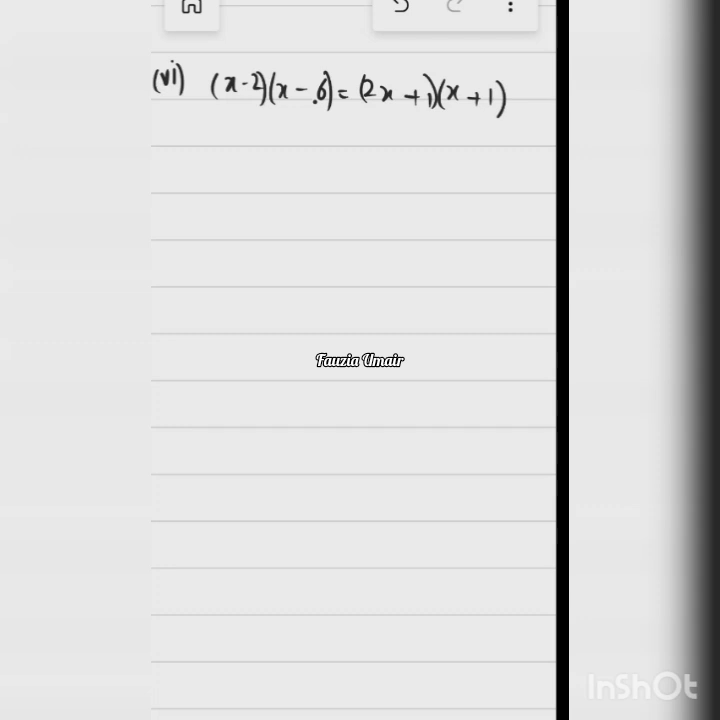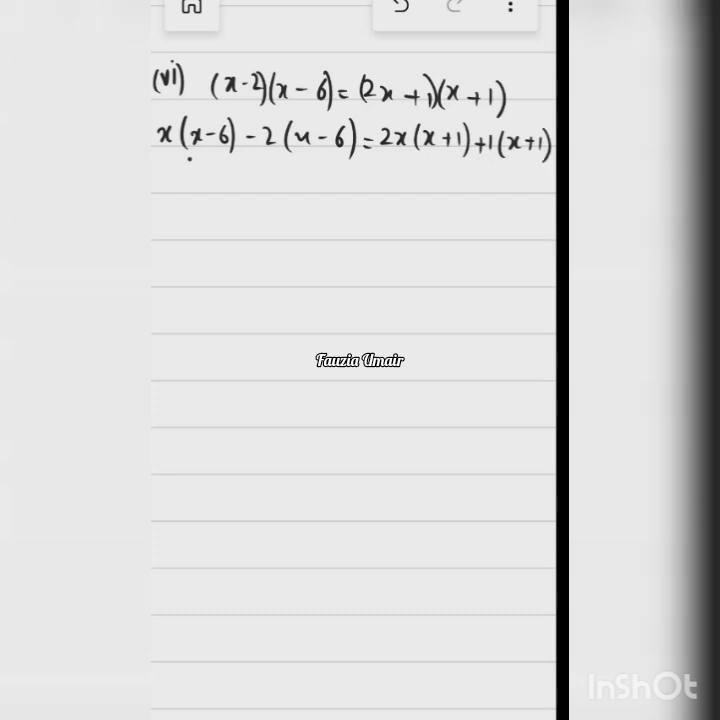A formula can also be used? No, a formula cannot be used. Multiply, because there is no formula we can use here, we need to multiply them simply. So x will be multiplied with x minus 6, and then minus 2 will be multiplied with x minus 6. On this side also 2x will be multiplied with x plus 1, and then plus 1 will be multiplied with x plus 1.